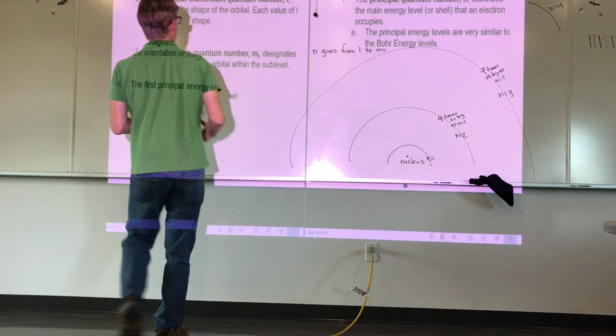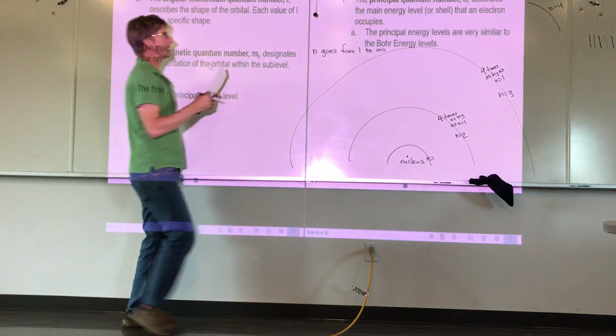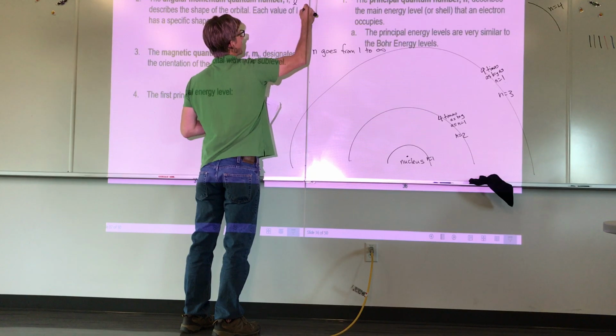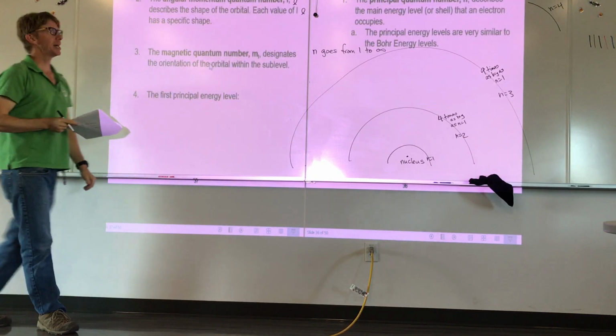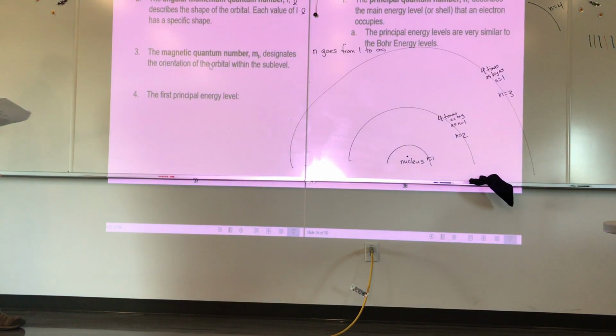The angular momentum quantum number, that's L, that's not a 1, that should be a lowercase letter L, describes the shape of each orbital. Each value of L has a specific shape.